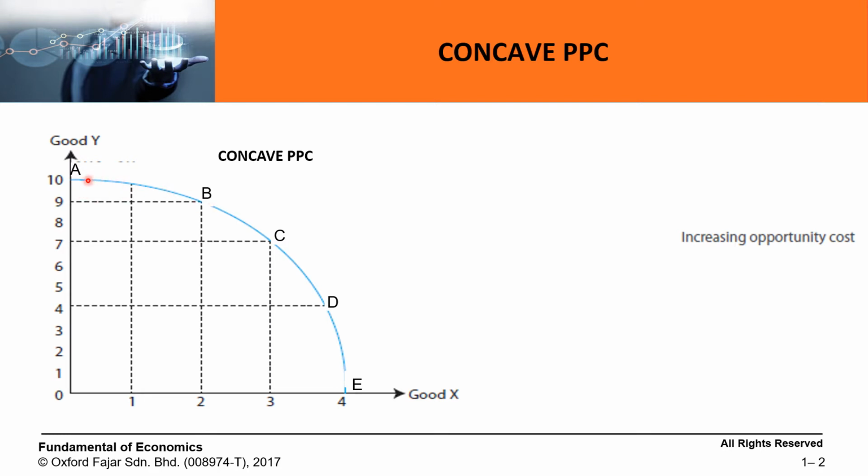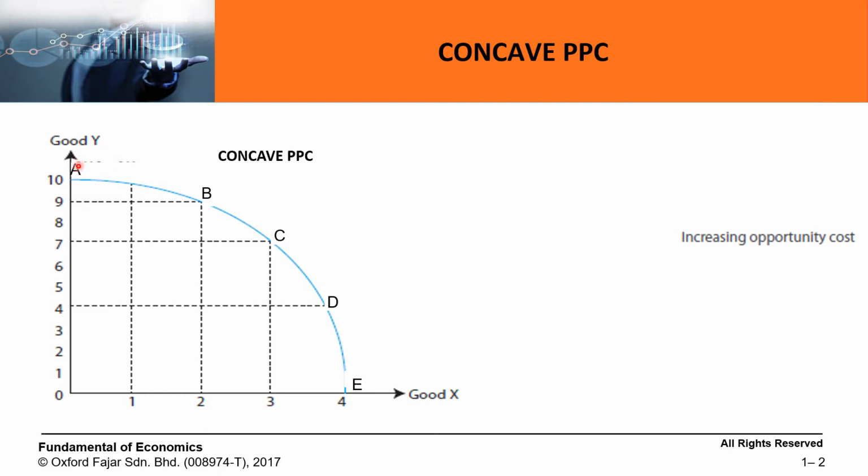Okay, waktu di point A, we are producing 10 units of good Y with 0 units of good X. Tapi bila kita decide to produce 1 unit of good X, so kita kena sacrifice 1 unit of good Y ni. Sebab kita punya resources limited kan. Nak produce extra one product, so another product kita kena reduce kan. Kita kena kurangkan productions tu. Okay. So yang productions yang berkurang itulah kita punya opportunity cost.